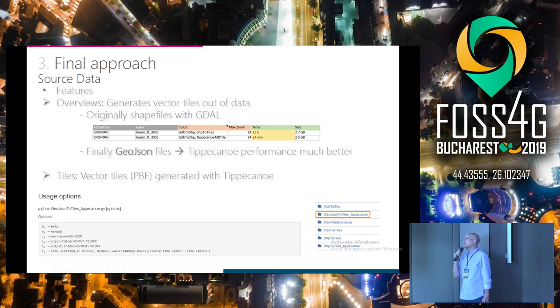Well, the solution was to ask for GeoJSON files as an input and use Tippecanoe to generate the vector tiles. So here you have a sample of the timing that we have obtained for the generation of the PBFs, and then some options for the script.